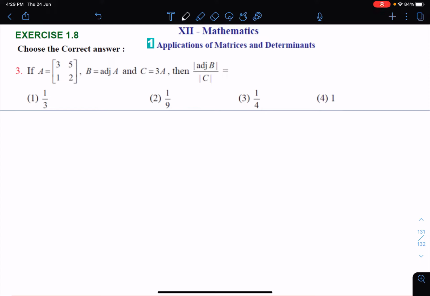Today in exercise 1.8, choose the correct answer. We are going to see sum number 3. They are given A equal to a matrix and B equal to adjoint A and C equal to 3A as a relation. Then find determinant of adjoint B by determinant C.